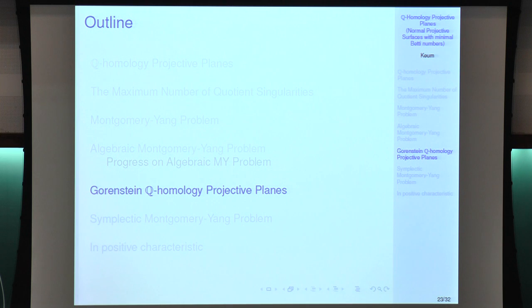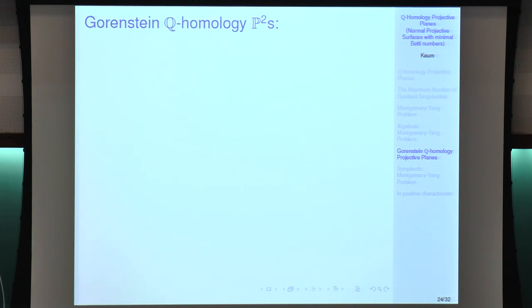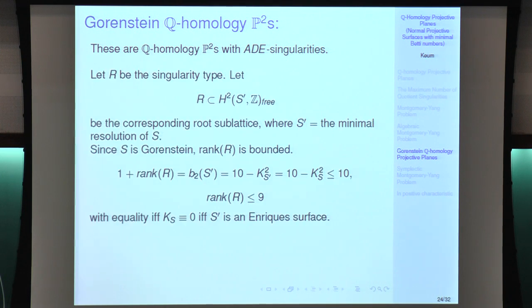Okay, let me go on to the Gorenstein case. And now let's forget about the Montgomery-Yau problem. Let's just stick to the original classification problem of Q-rational homology projective planes. These are Q-homology P2s with ADE singularities. Gorenstein, as Miles Reid explained, is almost like complete intersection. So in this case, rational double points. So let R be the singularity type. Say, for example, R is equal to A9, or 3 copies of A1 plus 2 copies of A3.